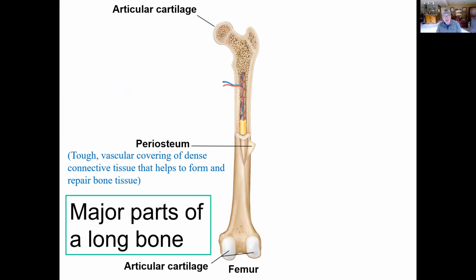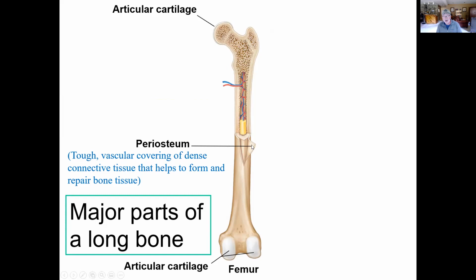Now, you don't see that in the skeleton or in the bone that we're going to be examining in lab coming up soon. That has since been dissolved away when they prepared the bones for manipulation in the laboratory. But in you and I, we'd have this rather thin, tough, vascular covering of dense connective tissue. Now, vascular means what? Vascular means that there are blood vessels present in this membrane.